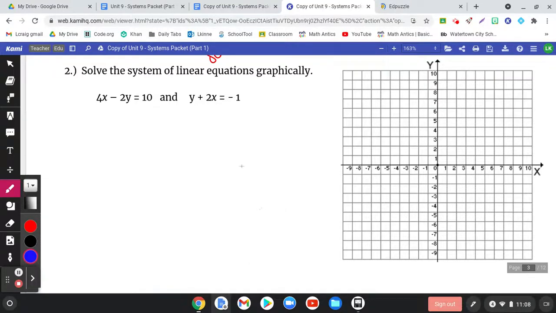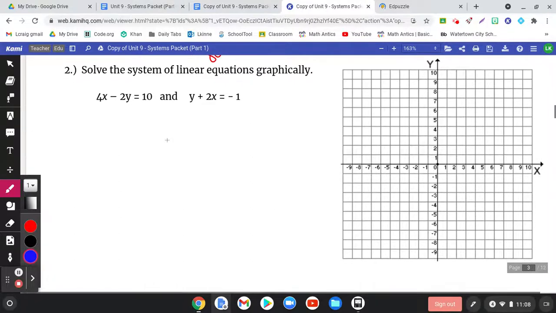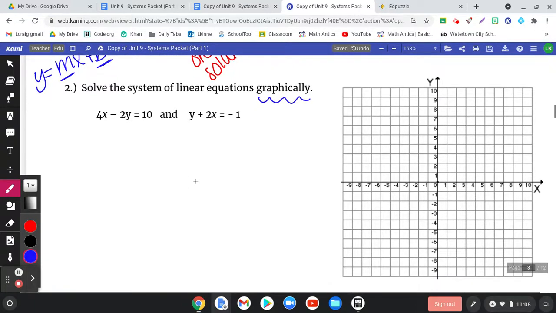Hey everybody, so I would just like to do one more example with you with solving the system of linear equations graphically, which remember just means solve each equation for y and get it into the form y equals mx plus b. Remember, m is your slope, b is your y-intercept, which is also your starting point. All right, and then we'll graph them and see where the point is that they cross.